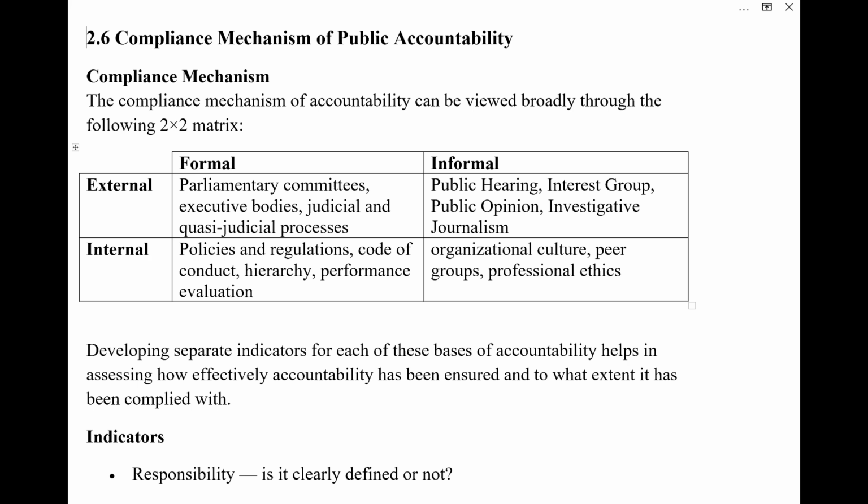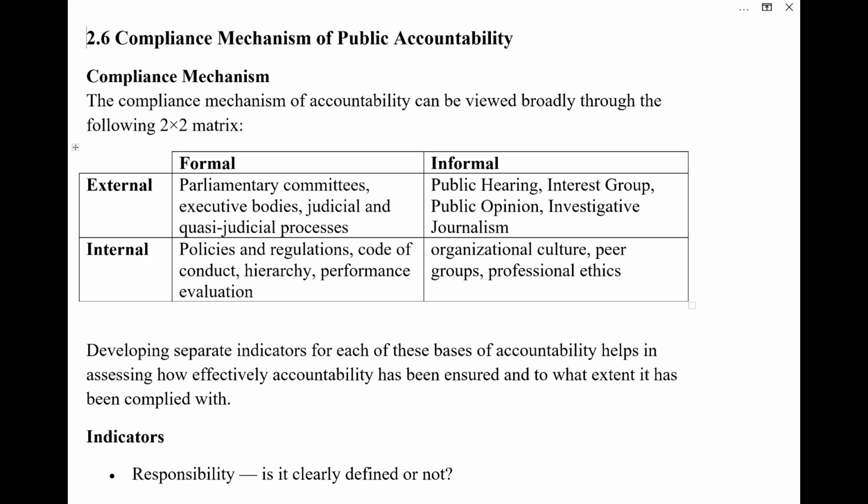The compliance mechanism of accountability can be viewed broadly through the following 2 by 2 matrix. Vertically, there is formal and informal. Horizontally, there is external and internal. Formal and external covers parliamentary committees, executive bodies, judicial and quasi-judicial process, while informal external covers public hearing, interest group, public opinion, investigative journalism. Formal and internal covers policy and regulation, code of conduct, hierarchy, performance evaluation, while informal and internal covers organizational culture, peer groups, professional ethics, and such.